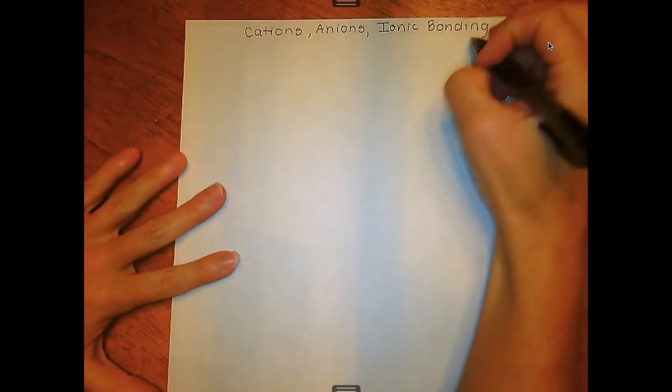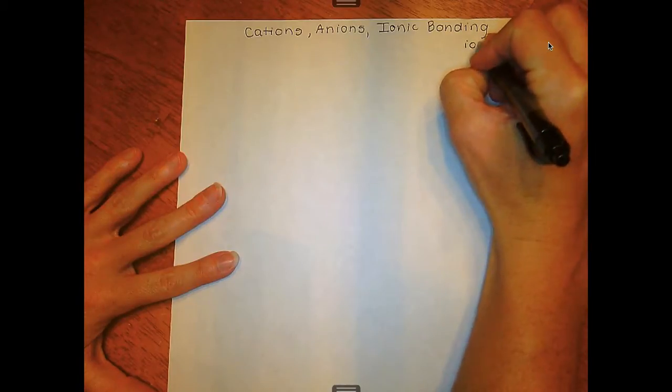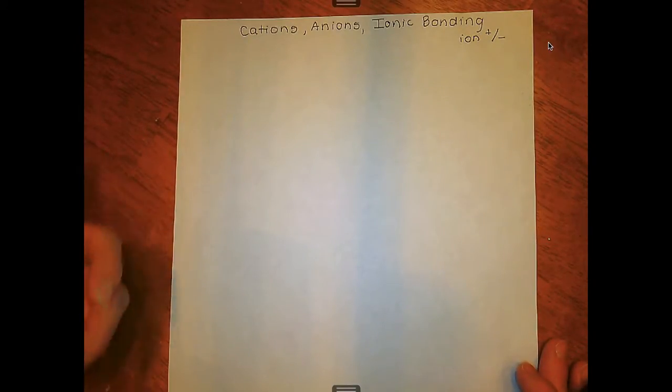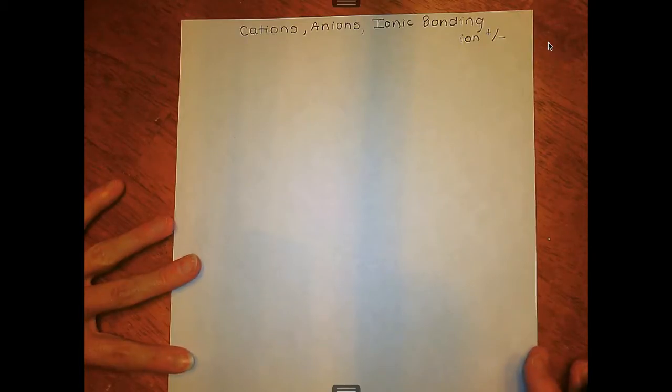First of all, we've already talked about the word ion. We've said that an ion is anything that has a positive or a negative charge. Therefore, if an atom loses electrons, it becomes positively charged, and if an atom gains electrons, it becomes negatively charged. Now we're going to learn some new vocabulary terms to go along with that.